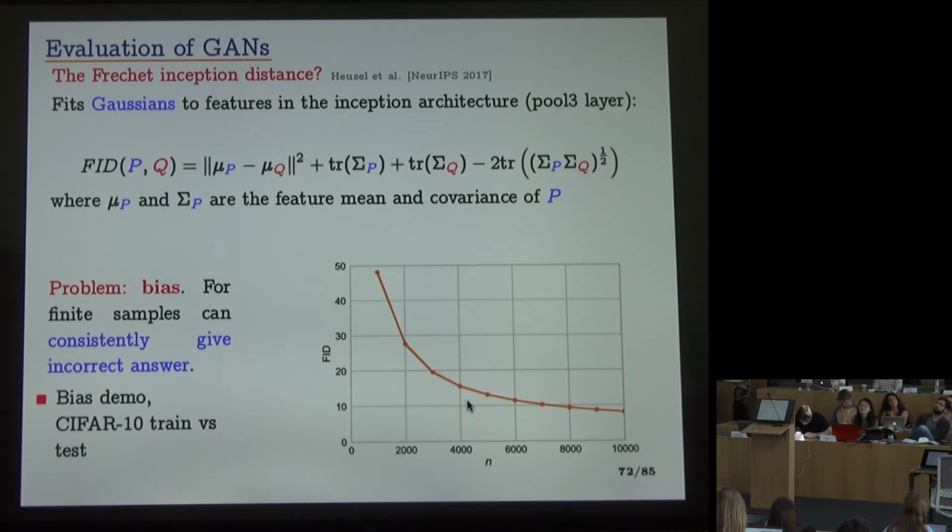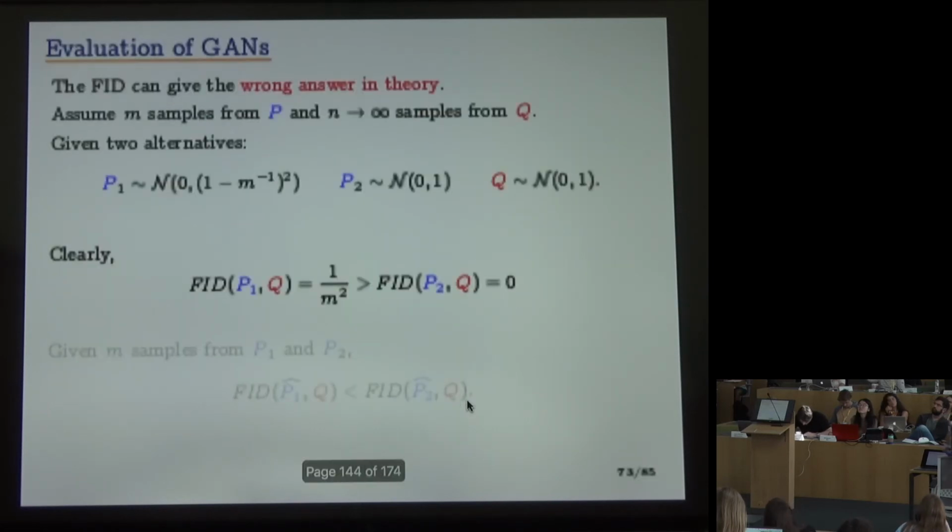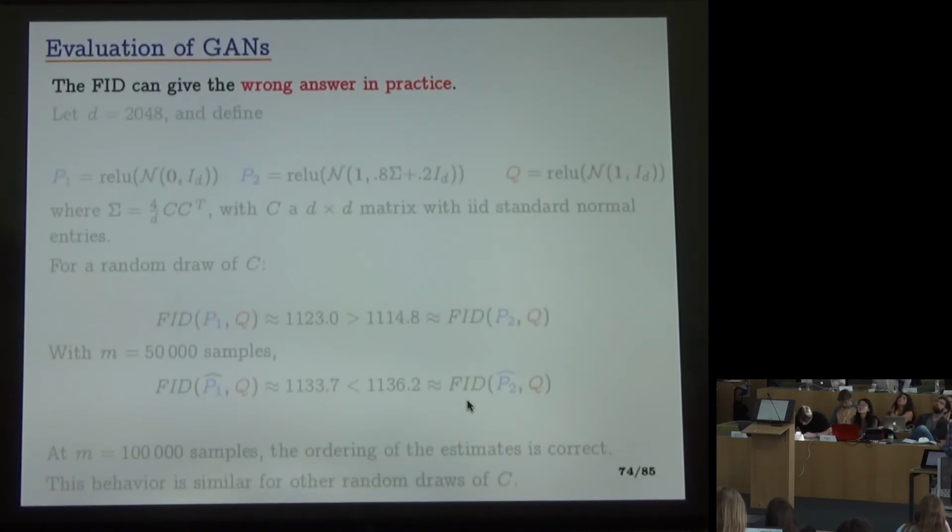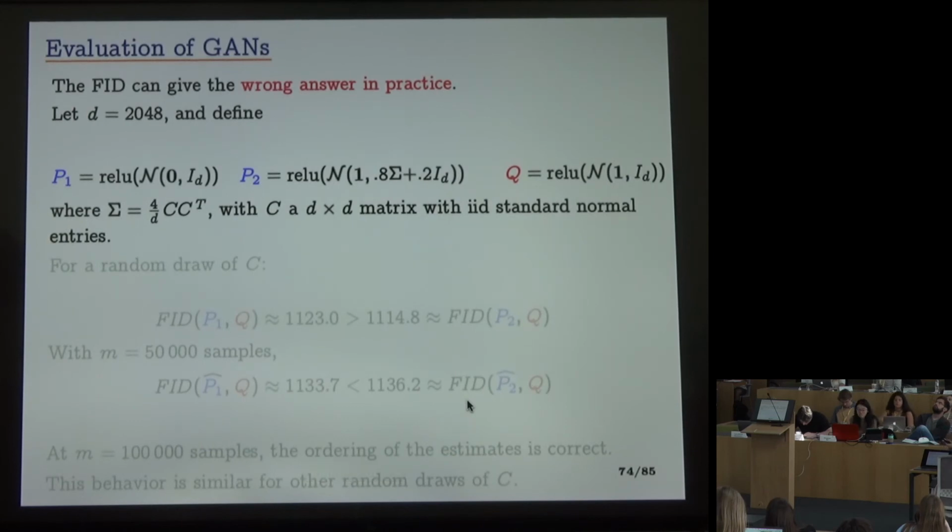So the bad news is that this idea doesn't work out. The ordering of the GANs also depends on how many samples you've seen. So I'm going to skip this example and give you this example here, okay? Here I've generated two simulated examples of activity at my pool 3 layer of Inception. They're a little bit cruder than that.